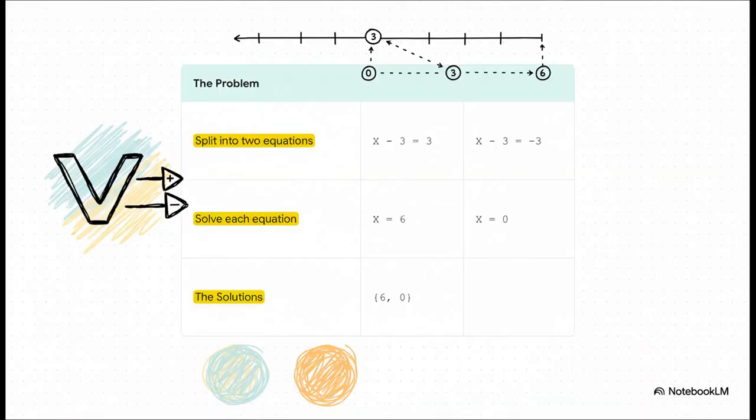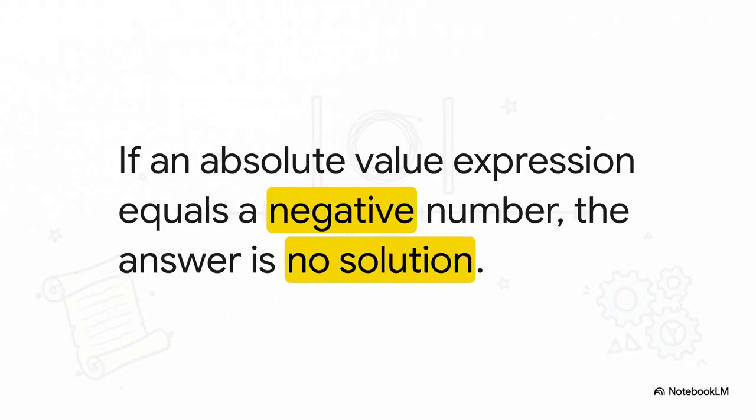Let's see it in action here. We've got the absolute value of x minus 3 equals 3. So, we split it. Our first case is that x minus 3 equals positive 3. Solve that, and you get x equals 6. Our second case is that x minus 3 equals negative 3. Solve that, and you get x equals 0. So boom, we've got 2 correct solutions, 6 and 0.